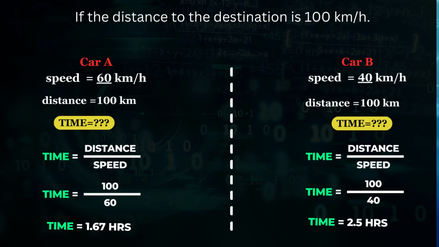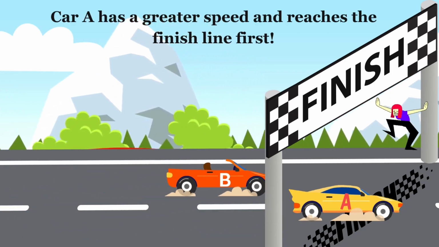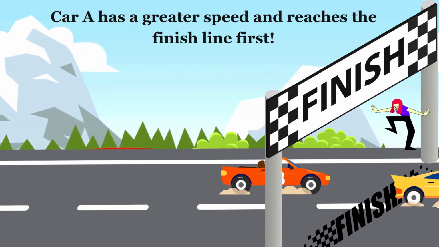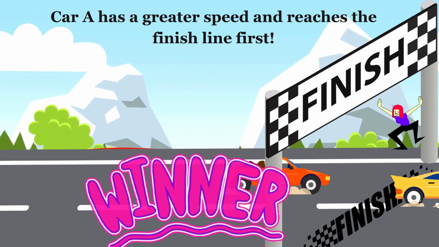We see that car A covers the same distance in much less time than car B. That means car A has a greater speed and reaches the finish line first. Therefore, car A will win the race.